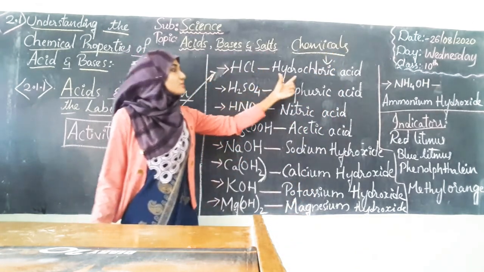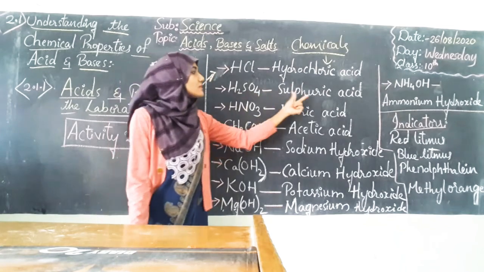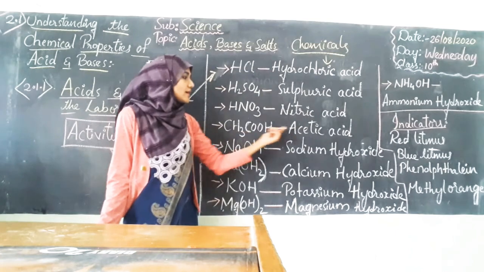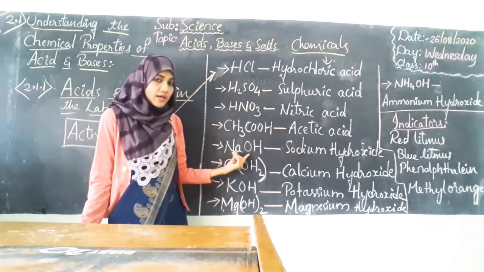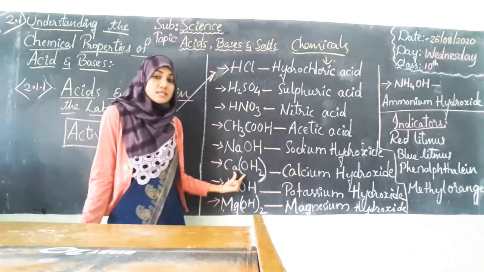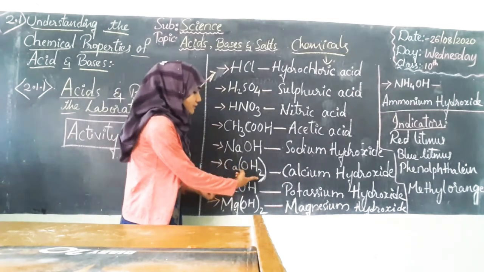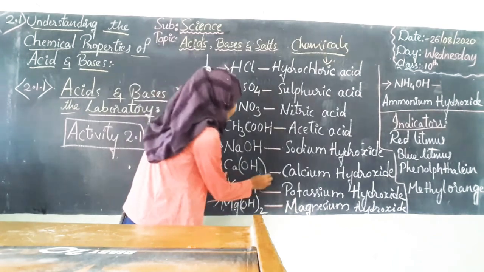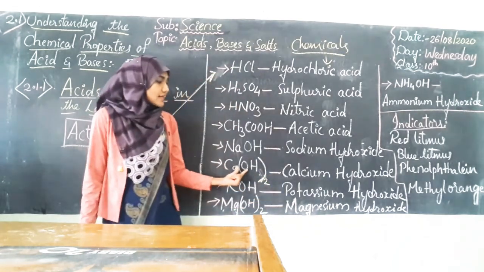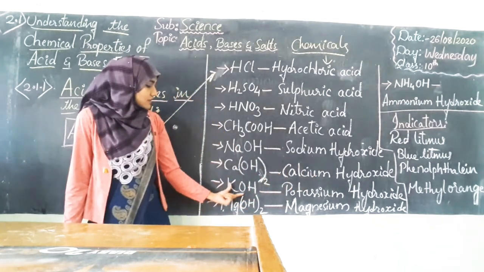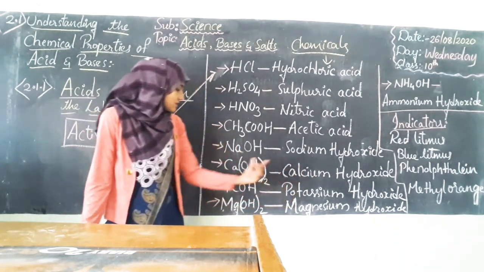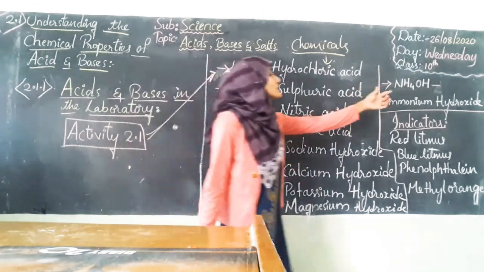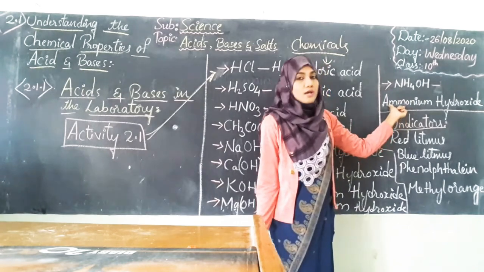HCl, hydrochloric acid, H2SO4, sulfuric acid, HNO3, nitric acid, CH3COOH, acetic acid, NaOH, sodium hydroxide, Ca(OH)2. For this, students, you have to write it as Ca(OH)2, calcium hydroxide, KOH, potassium hydroxide, Mg(OH)2, magnesium hydroxide, and there is one more, NH4OH, ammonium hydroxide.